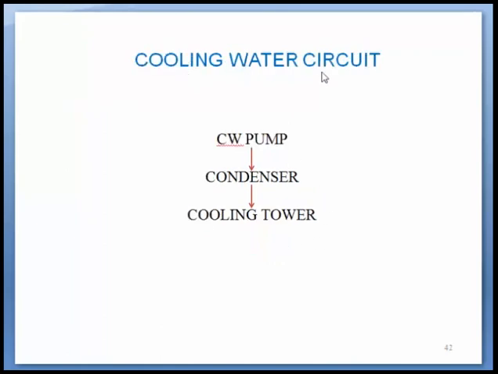Then comes the cooling water circuit. The cooling water pump supplies water to the condenser, where the incoming steam from the LP turbine loses its heat and gets condensed, and finally this cooling water, which gets heated in this process, is sent back to the cooling tower to get cooled.